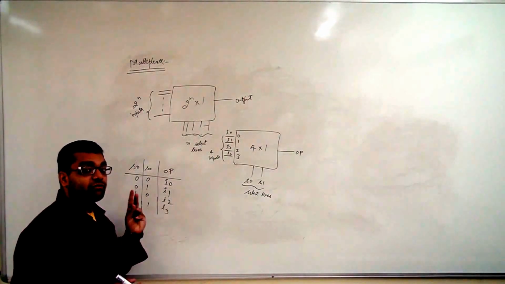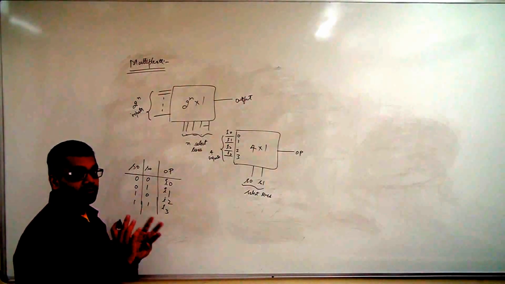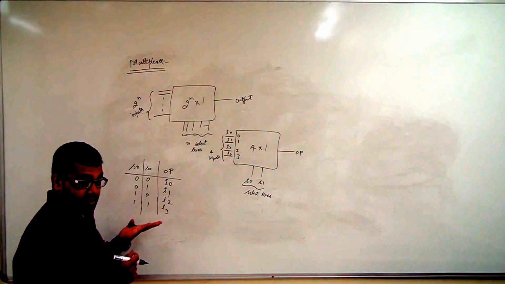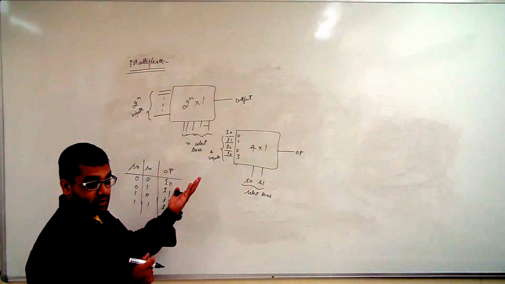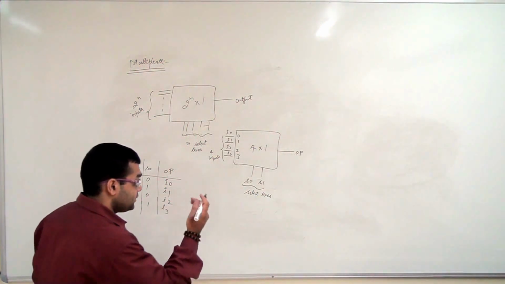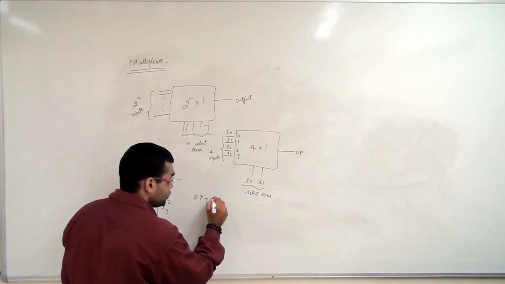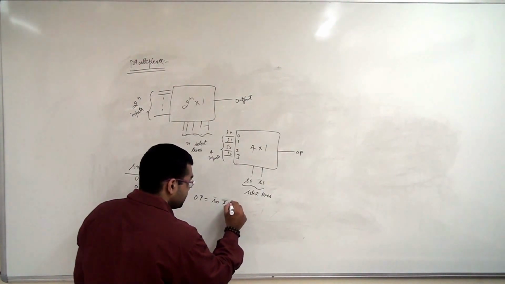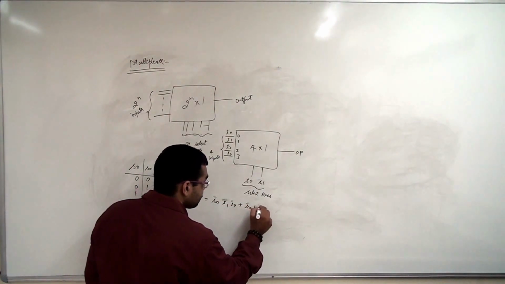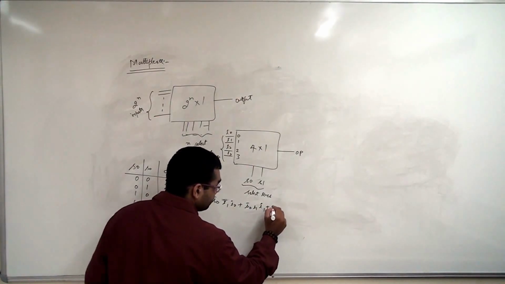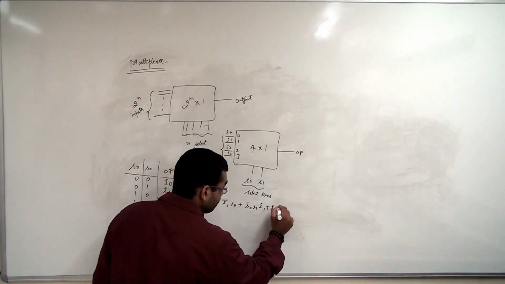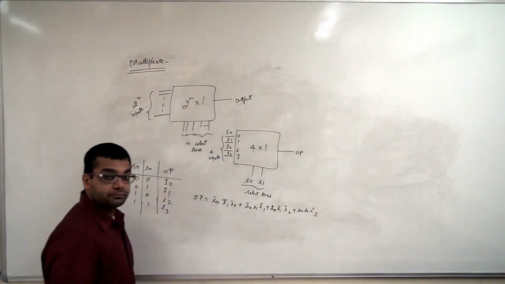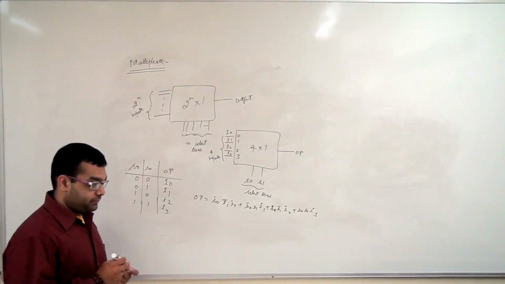Here the concept is different from the decoder, in the sense we have no concept of chip select or something like that. Alright. So this is the straightforward working. If we write the Boolean equation of the output, what do we get? Output can be written as S0 bar S1 bar I0 plus S0 bar S1 I1 plus S0 S1 bar I2 plus S0 S1 I3. Alright, this is what we have.